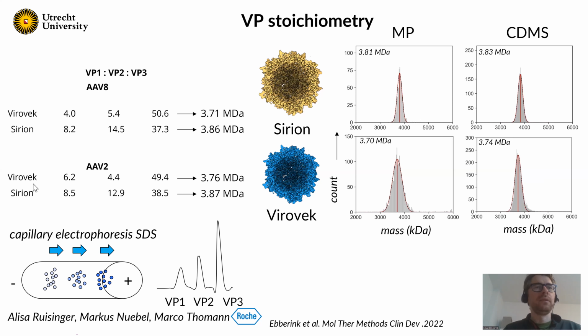Yes, indeed. If we look at the ViroVec samples and determine the average VP1, VP2, VP3 particles, we can see that ViroVec has about 6 VP1s, 4.5 VP2, and 49 VP3 particles, which gives us a theoretical mass of about 3.76. And the Sirion again carries more VP1, about 8.5, and also more VP2, almost 13, and less VP3. So in the end, there's indeed a higher theoretical mass for that, around 3.87. So again, this nicely coincides with each other.